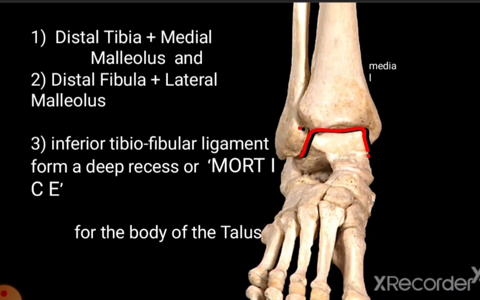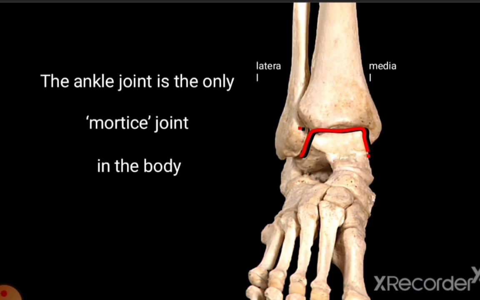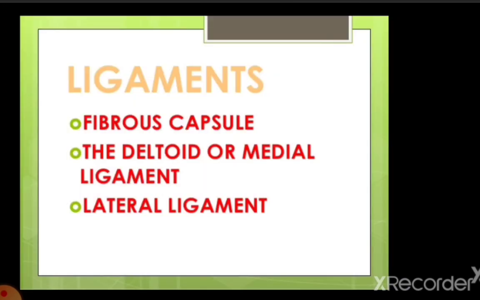So mortise means a cup-like depressed area which is formed by the distal end of tibia, fibula, and in between these two we have a ligament known as inferior tibiofibular ligament. The ankle joint is the only mortise joint in the body. Now the ligaments of this joint are the fibrous capsule, deltoid or lateral ligament.